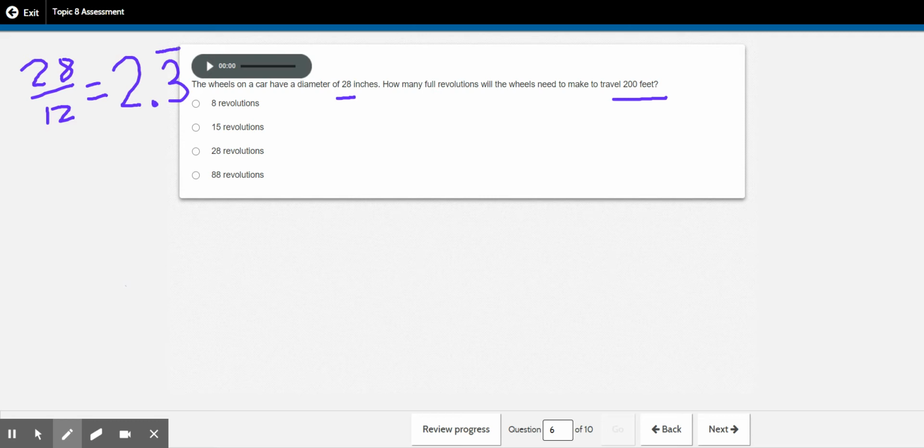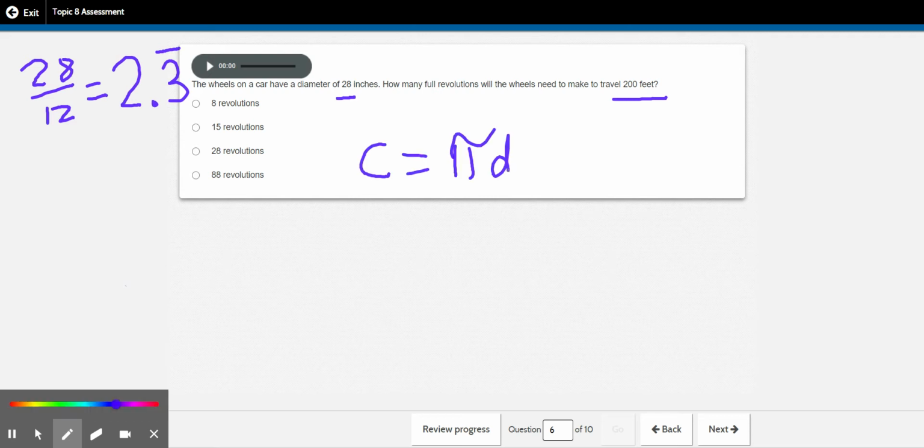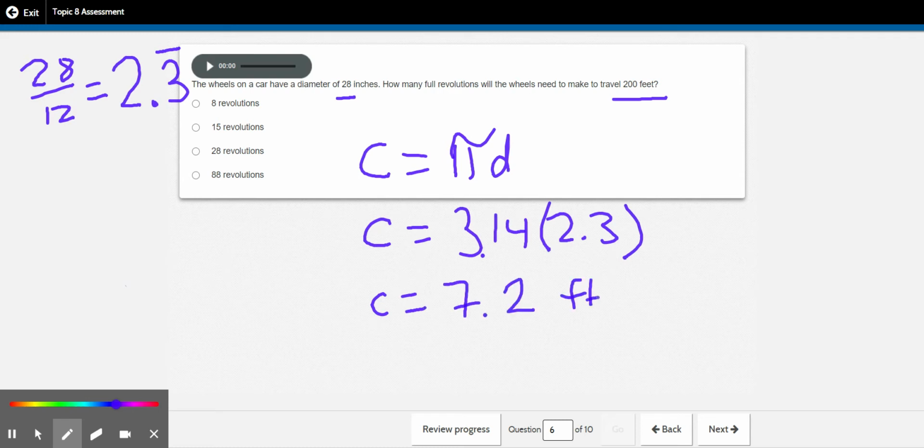So we are going to find the circumference, which is pi times diameter. We have 3.14 times 2.3, which is 7.2 feet. I just round to the nearest tenth. Again, that's saying that the perimeter of one wheel is 7.2 feet. Now, how far is that going to take to travel 200 feet?